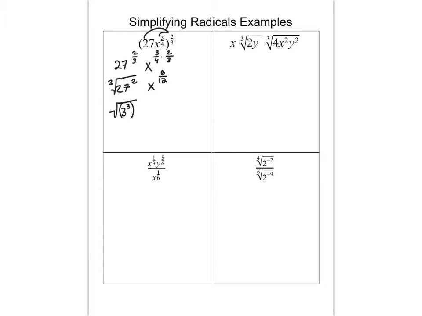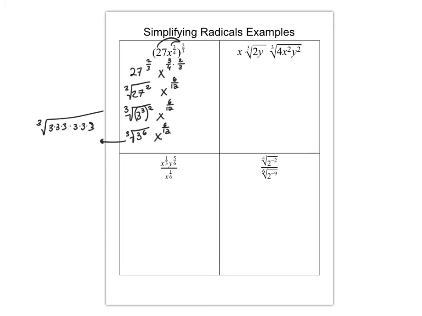So I could write 27 squared as 3 to the power of 3 squared. Let me rewrite that one more time. Now I'm going to write it as 3 to the power of 6. And when I actually write out 3 to the power of 6, I see I've got 6 3's multiplied together. And I want to pull out groups of 3 3's. So I have 2 groups of 3 3's. So that means that the cube root of 3 to the power of 6 is 3 squared.